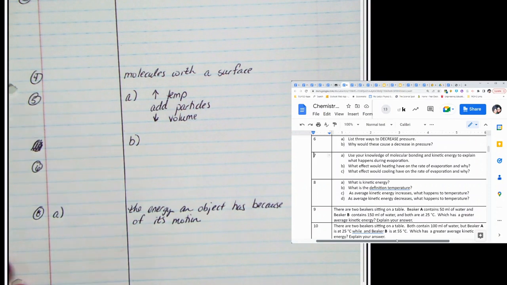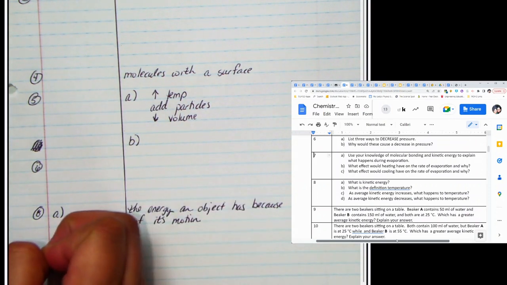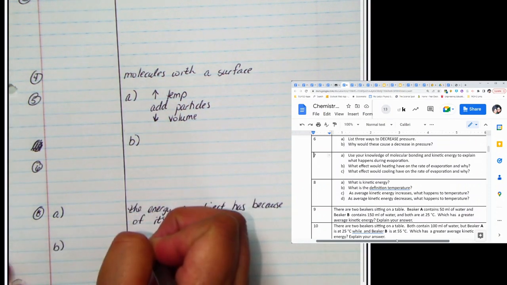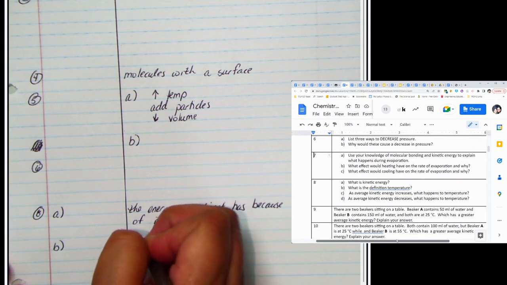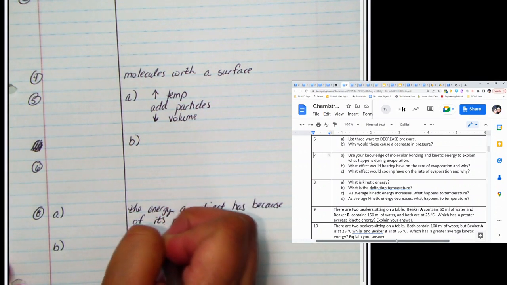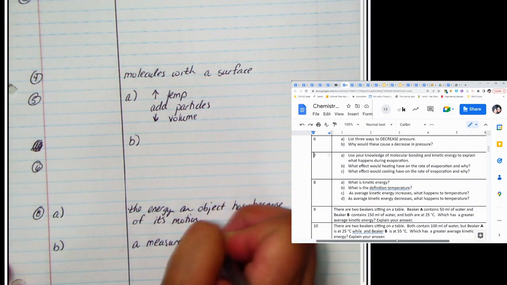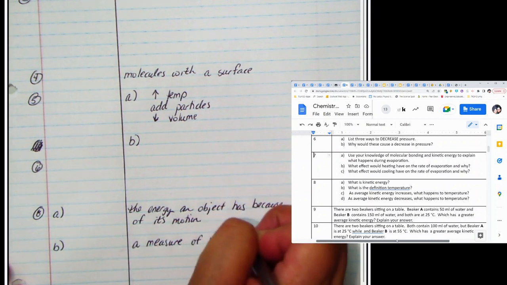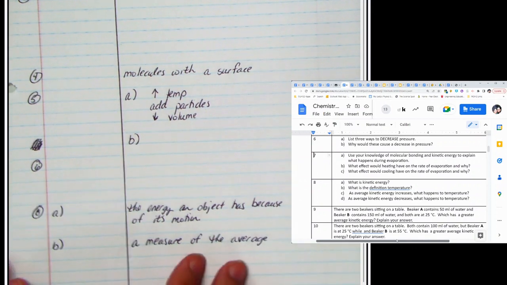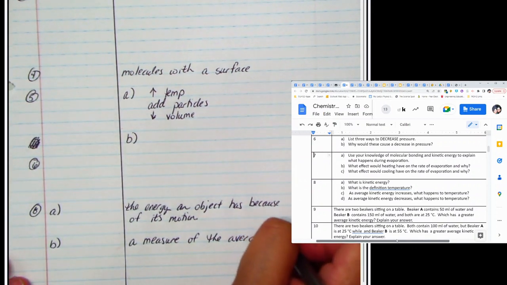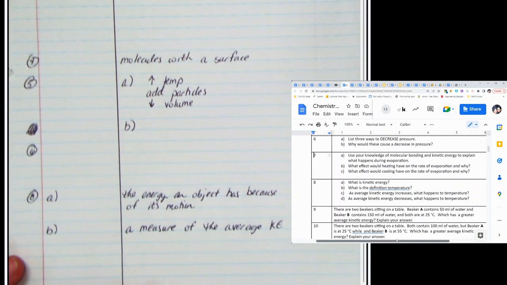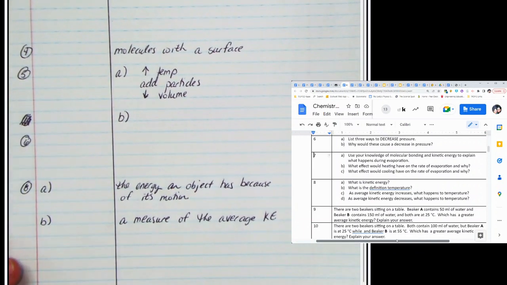8B, what is the definition of temperature? Temperature is a measure of the average kinetic energy. I'm just going to put KE for kinetic energy. So remember, it's a measure of the average kinetic energy, not what every individual particle is doing.